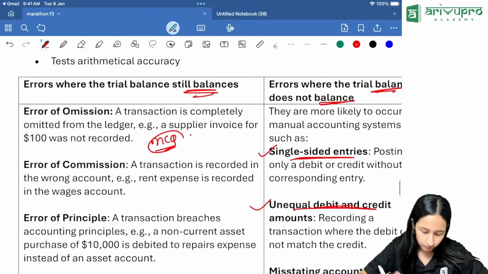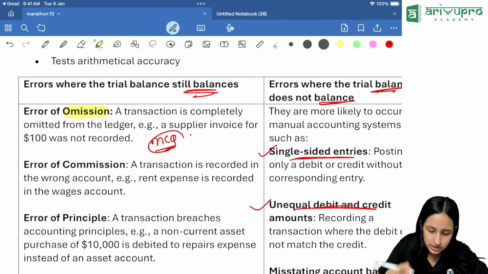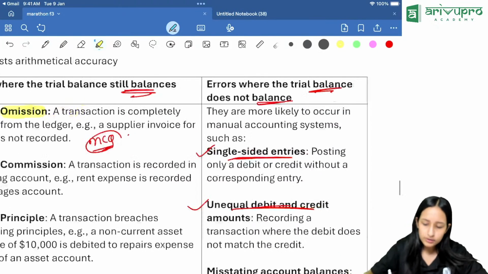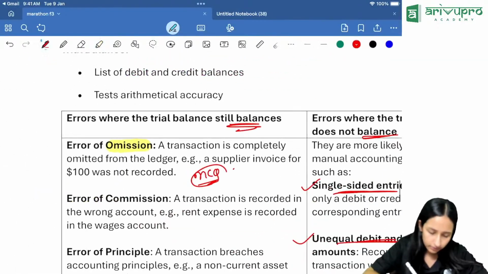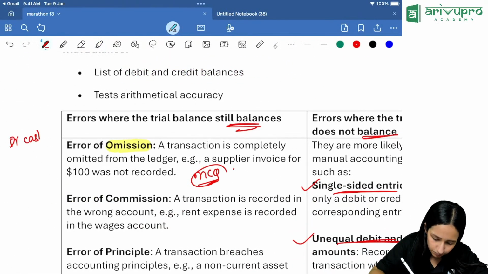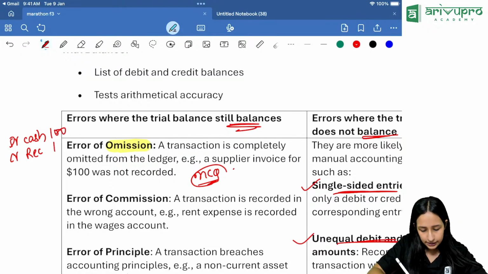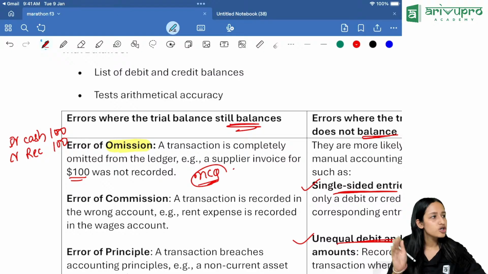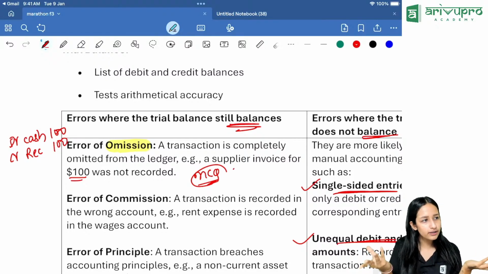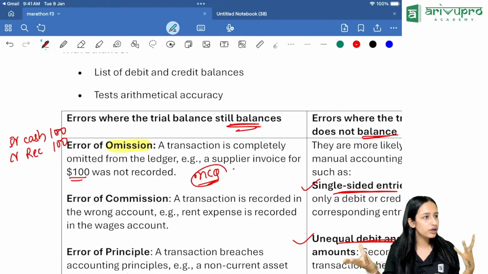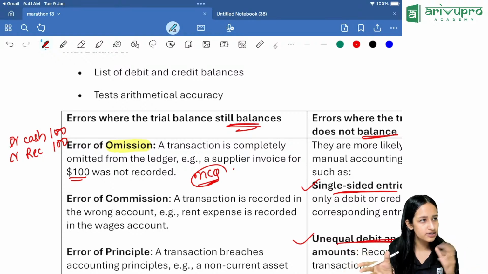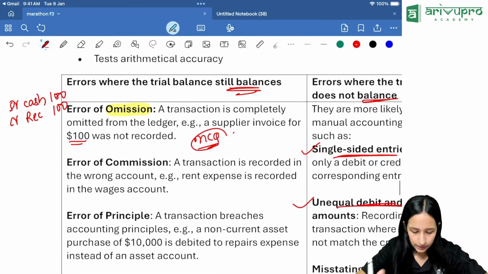Okay, error of omission. What is the meaning of omission? This whole thing, let's say, where did that go? Debit. Okay, again, debit cash, credit receivables. Let's say the whole amount is 100. So this 100 is completely ignored, so it is not there on the debit side, and not there on the credit side either. So both sides it's not there. Then it makes sense, right? It's getting tallied because the transaction is not happening at all on either side. That is error of omission.